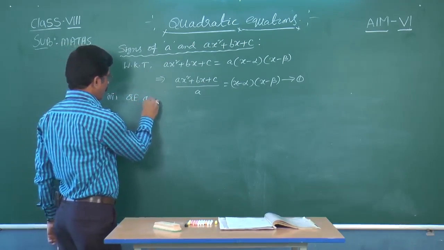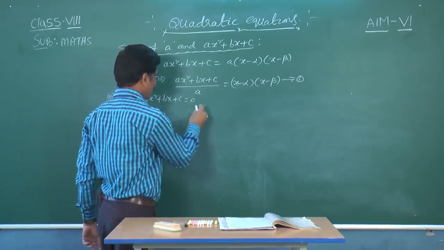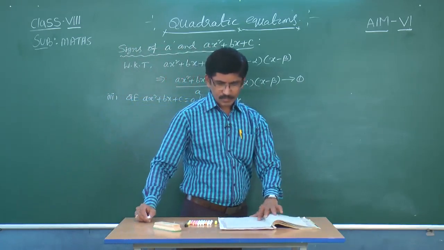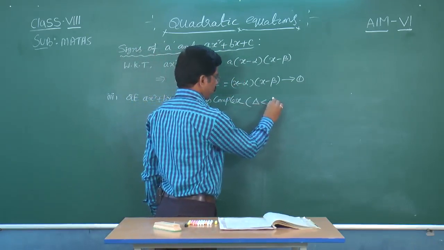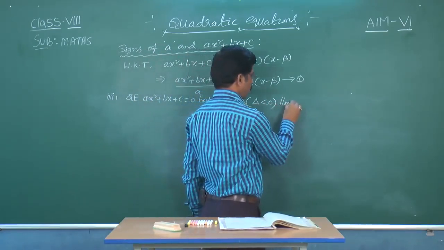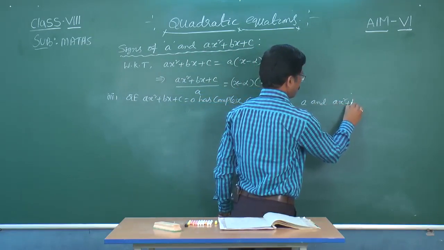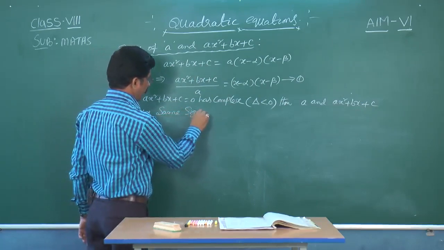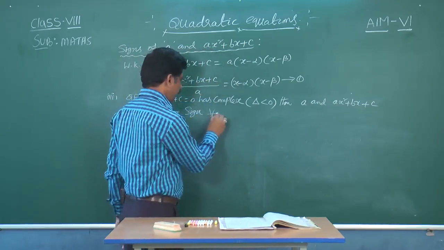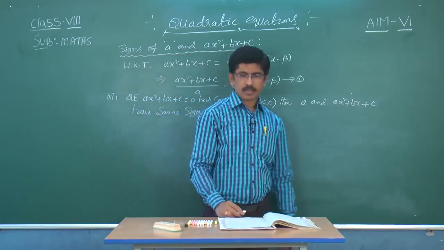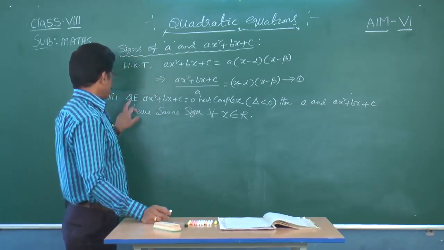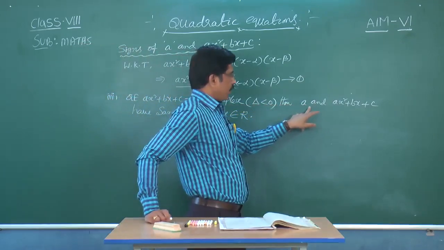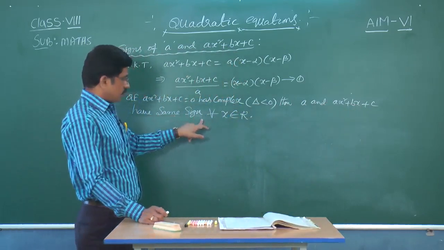If the quadratic equation ax square plus bx plus c is equal to 0 has complex roots, that is delta less than 0, then a and ax square plus bx plus c have the same sign for all x belongs to real values. See here, if delta is less than 0, then a and ax square plus bx plus c have the same sign for all x belongs to R.